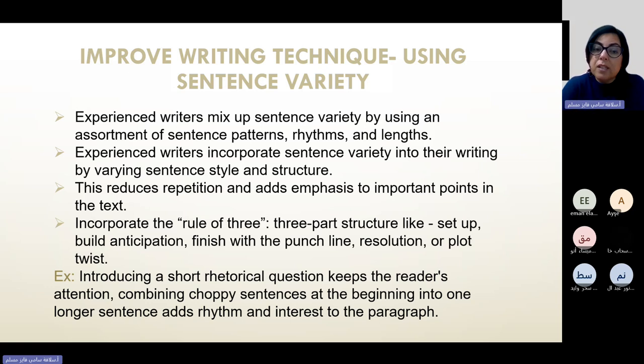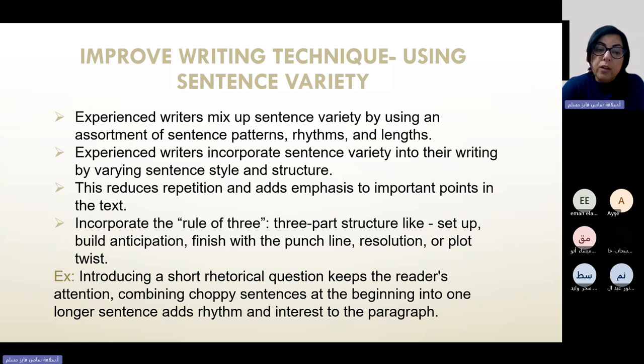This reduces the repetition. Like, I took a train yesterday and I took another one today. Instead of saying I took a train yesterday and I took a train today, I said I took a train yesterday and I took another one today. So another one comes instead of repeating the word train. And it adds emphasis to important points in the text.